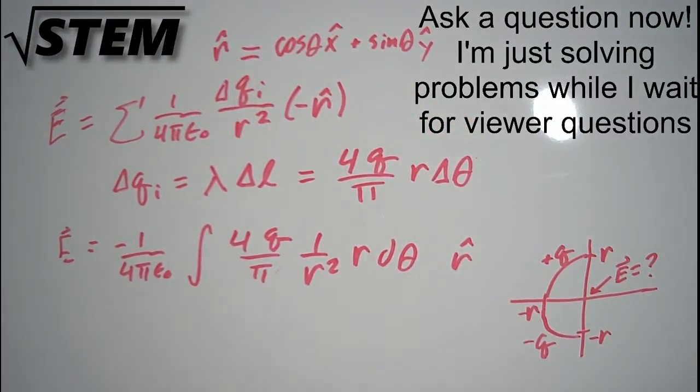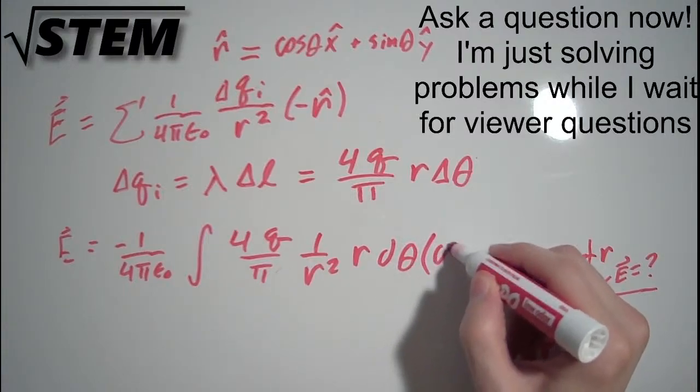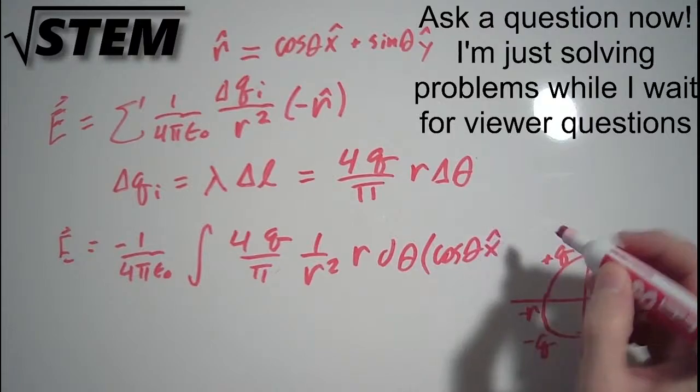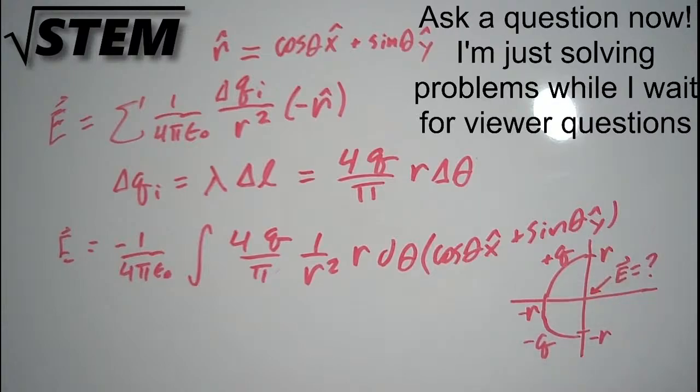So we're actually going to get two integrals here. Cosine theta in the x hat, sine theta in the y hat. We're going to have a bunch of stuff times the integral of cosine theta in the x hat plus the integral of sine theta in the y hat.